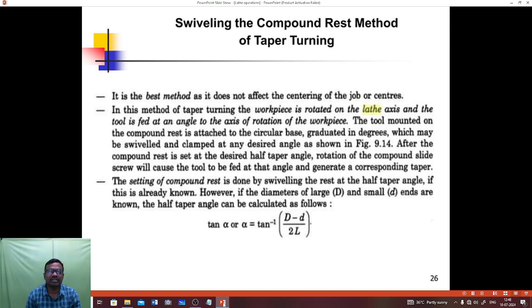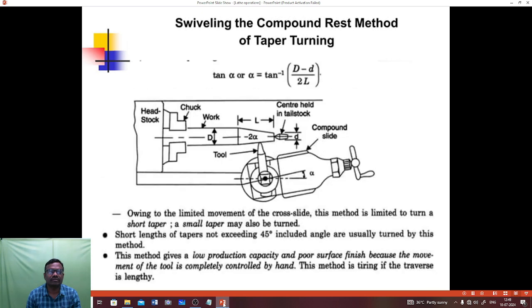After the compound rest is set at the desired half taper angle, rotation of the compound slide screw will cause the tool to be fed at that angle and generate a corresponding taper. Tan alpha, or alpha, equal to tan inverse of (D minus d) divided by 2L. The figure describes the swiveling the compound rest method of taper turning.